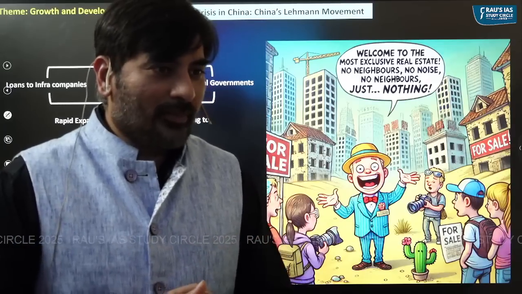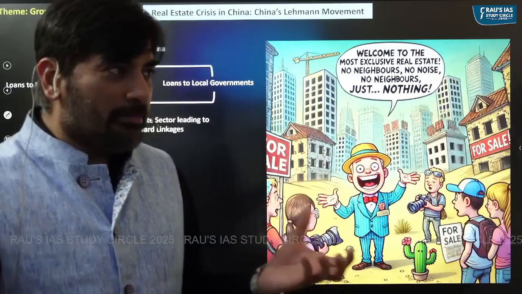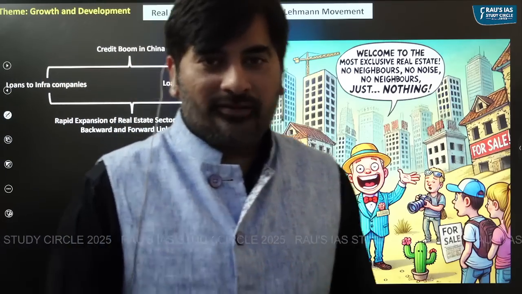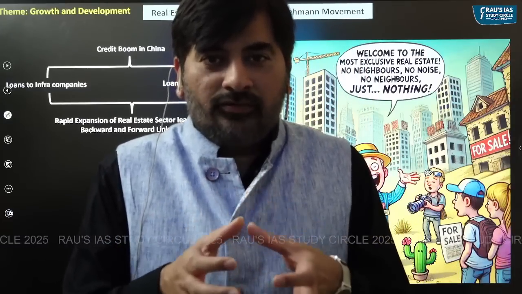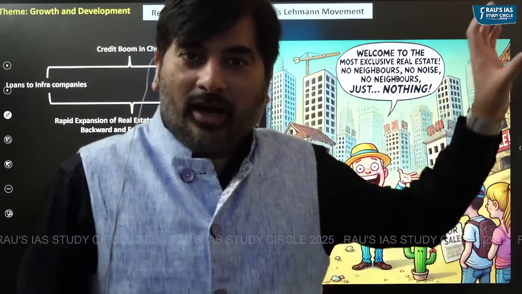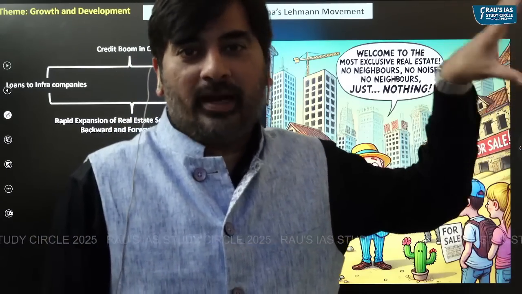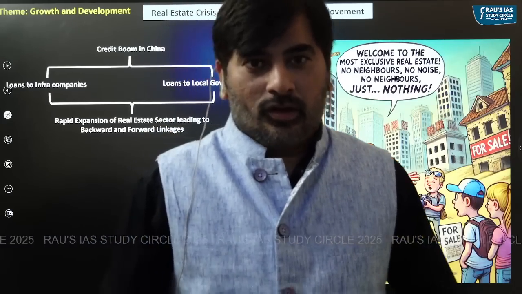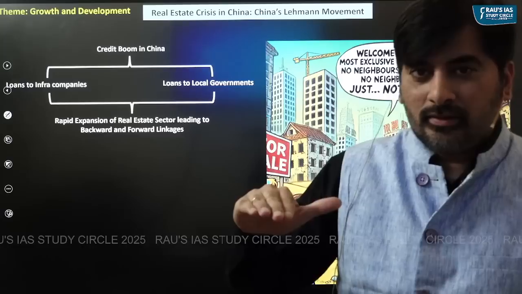In one of the international media, I don't remember the newspaper, but it was mentioned that China has so many empty homes that the entire population of some of the smaller countries in Europe can be accommodated in these empty homes. That is the extent of oversupply of property in China. So because of oversupply, the prices crashed.